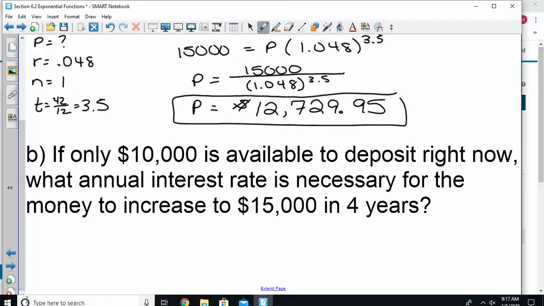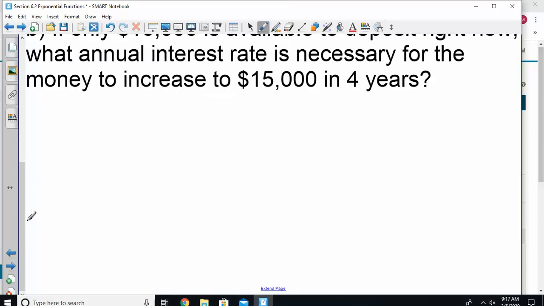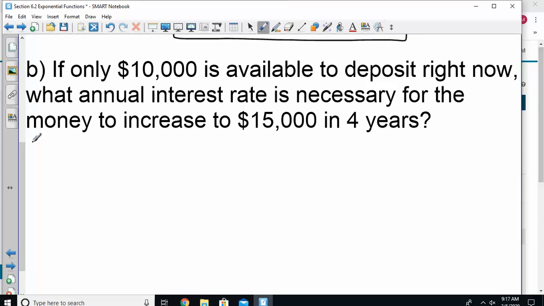Okay, let's say she doesn't have that much money. She only has $10,000 right now. What annual interest rate is necessary for the money to increase to 15,000 in 4 years? Okay, so now my ending amount is still 15,000. The 10,000 is P, what we have right now. Do I know my rate? No, that's what we're going to solve for.